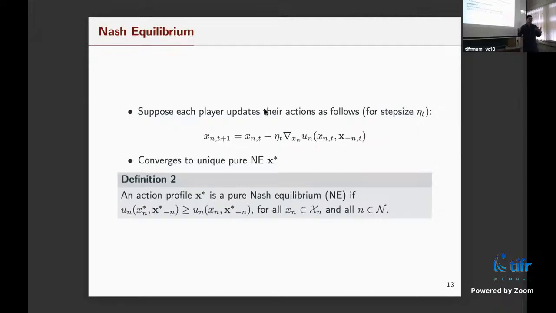Okay, so as I said, a very nice class of games, because if each player just updates their actions in the direction of the gradient, like this, they will converge to the unique pure Nash equilibrium, which is defined in the standard unilateral deviation way: no player can benefit by unilaterally deviating from the Nash. Great.